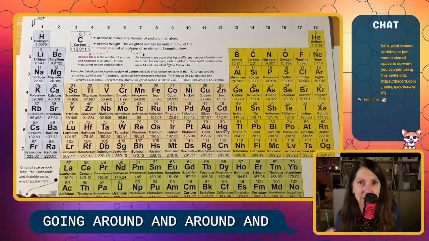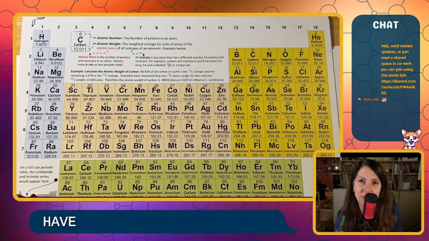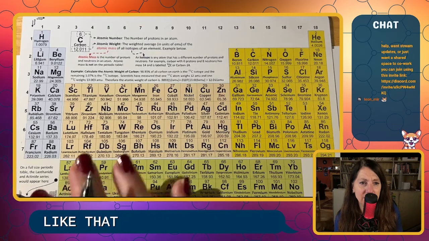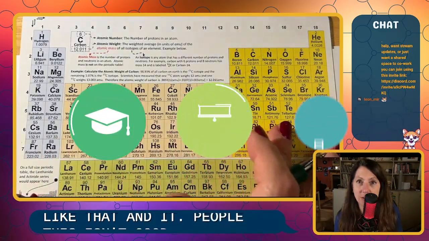How many periods does it have? Something like that. And a periodic table, this doesn't go around and around. This is a list, right?